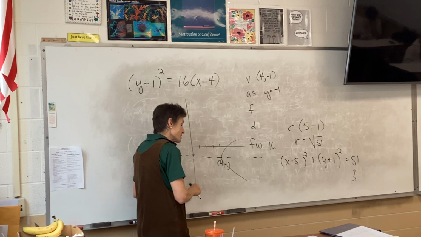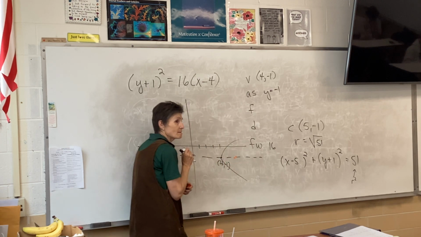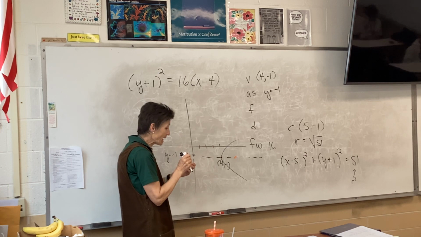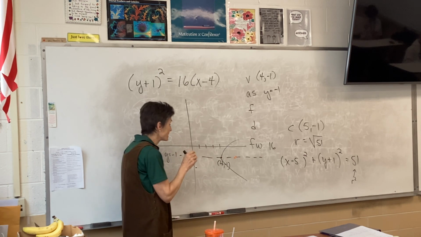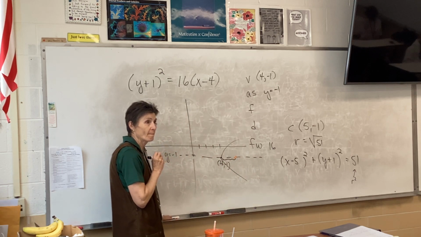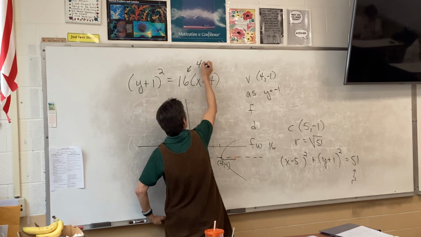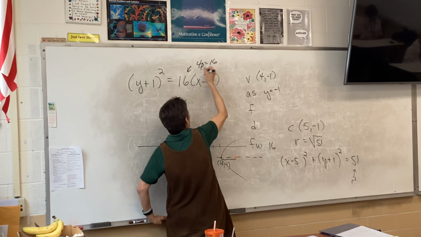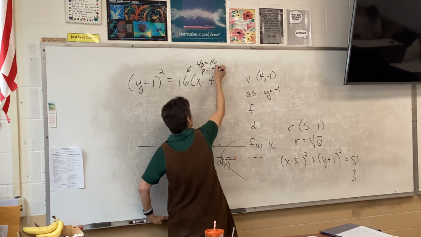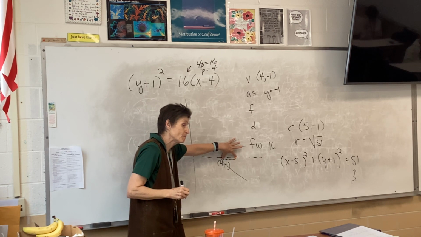My focus is always inside the parabola, right guys? And I can tell you where that is if I know how far to move over. 4. I'm moving over 4 because this number is 4p. So if 4p is 16, p is 4, that's what we call p, that distance right there.